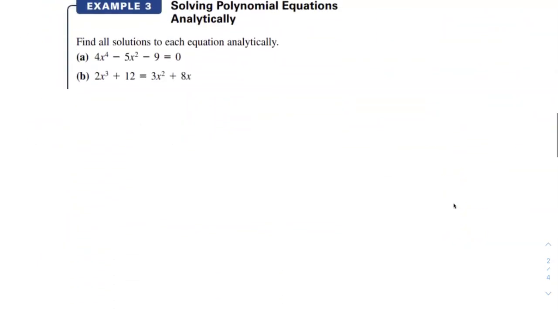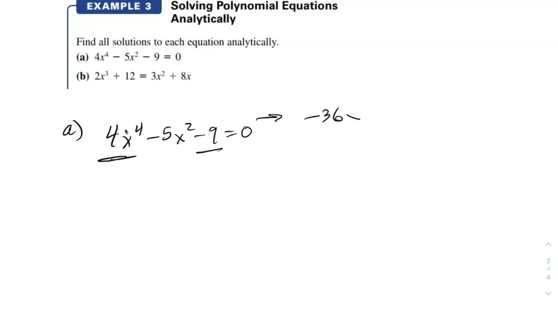So let's solve. We're going to solve these analytically. So we're just going to solve more of these. Now here, this first one, it's in quadratic form, but it is not an easy one. There's a number in front, so I can't just factor by the last term. What I do here is the exact same thing I always do. If there's a number in front, I just multiply the first term and last term, and I get negative 36x to the 4th. Honestly, if you factor this way, nothing changes.